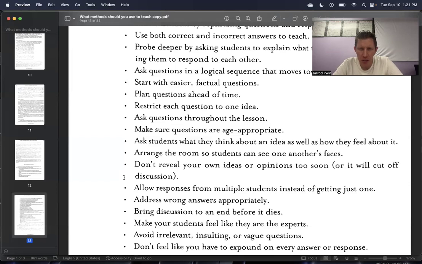Make sure questions are age appropriate. This book is specifically addressed to working with teens, but certainly this could play out in other ways as well. Ask students what they think about an idea as well as how they feel about it.